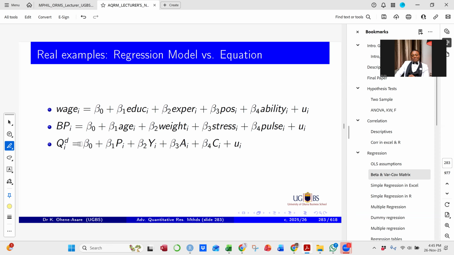Let's take another one here. The quantity demanded of a commodity we know can be affected by the price of the commodity, the income of the person if the good is a normal good, the advertisement on the product, and whether the product is a complement or a substitute. Of course, there are other factors that can affect the quantity demanded of a commodity. So who can tell us other factors that can affect the quantity demanded?